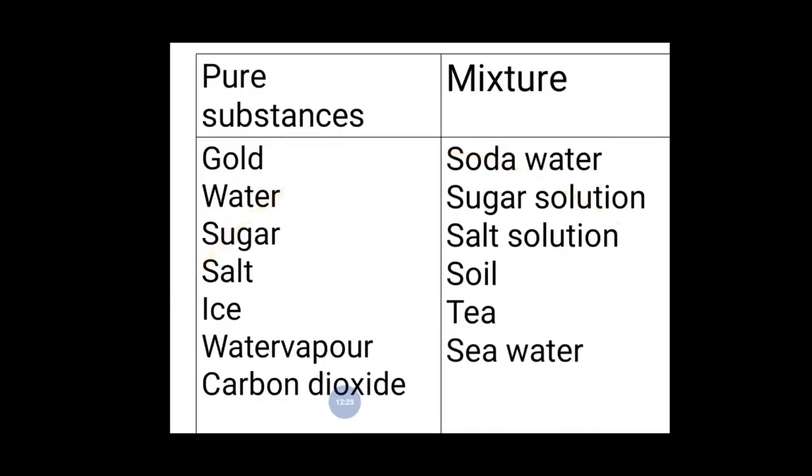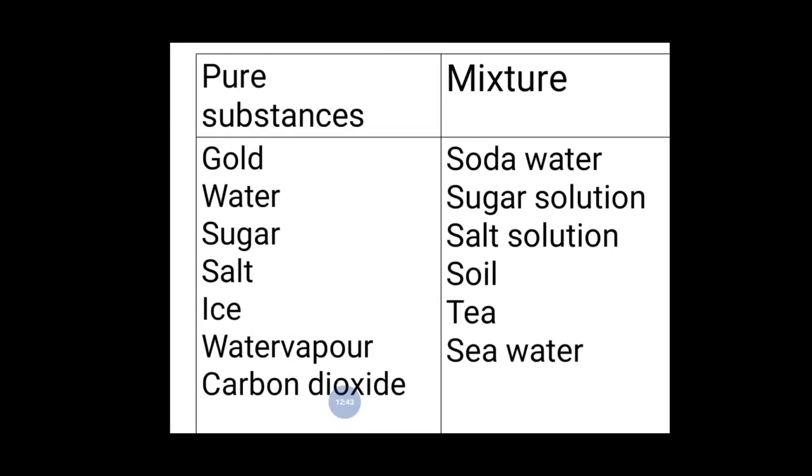See, I'm telling you some examples of pure substances. Gold, it's a pure substance. Gold is gold and all particles have the same characteristics. Water has the same characteristic. Now sugar, salt, ice, water vapor, carbon dioxide, these all are examples of pure substances.